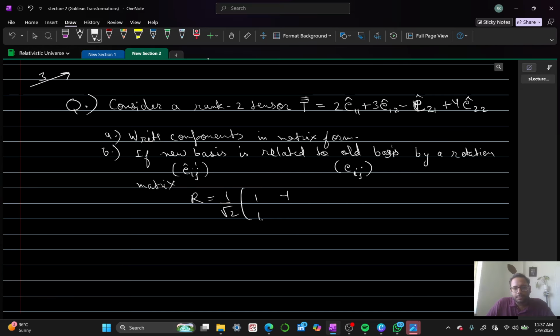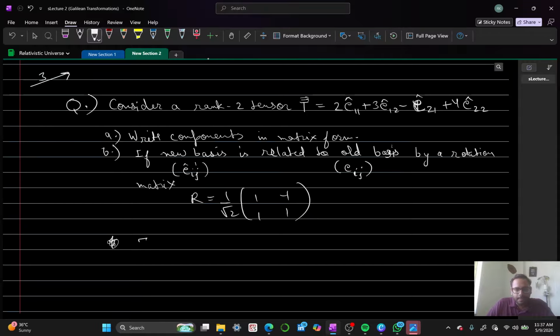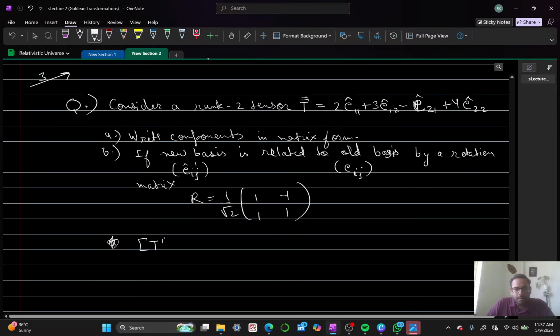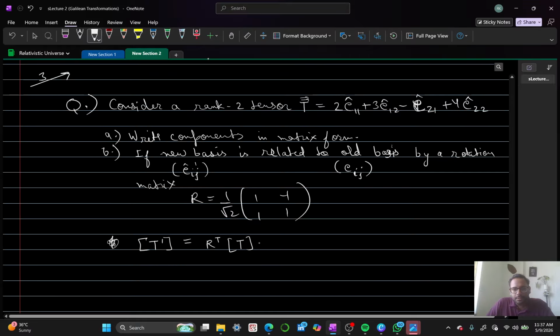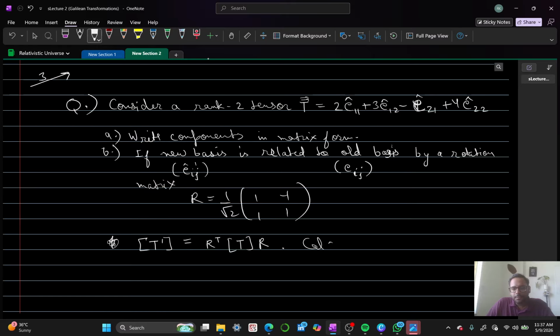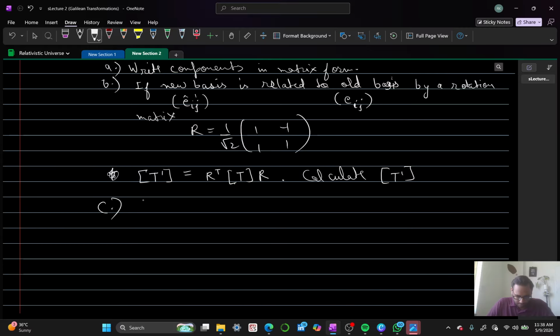Then it is related by the relation: this is my matrix in the prime frame, this is my transformed rotation matrix, and this is my tensor matrix. Then we must calculate T prime, the matrix in the prime frame. It's easy, you can do it, right?